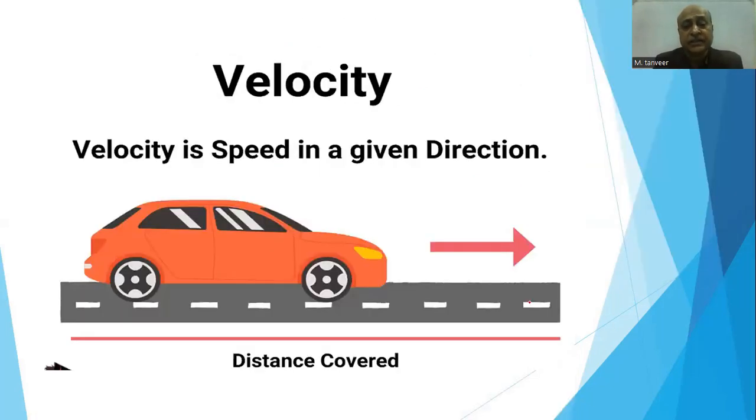Velocity. Velocity is the speed in a given direction. When you mention the direction with speed, then that speed is called velocity. You can define velocity as the speed of a body in a specified direction. In the previous case, we calculated the speed 10 meter per second. But when we write it as 10 meter per second and your car is moving towards the east, 10 meter per second towards the east, then that speed is called velocity. 10 meter per second towards the west, then we will not say it is speed, we will call it velocity. Velocity is the speed in a given direction.